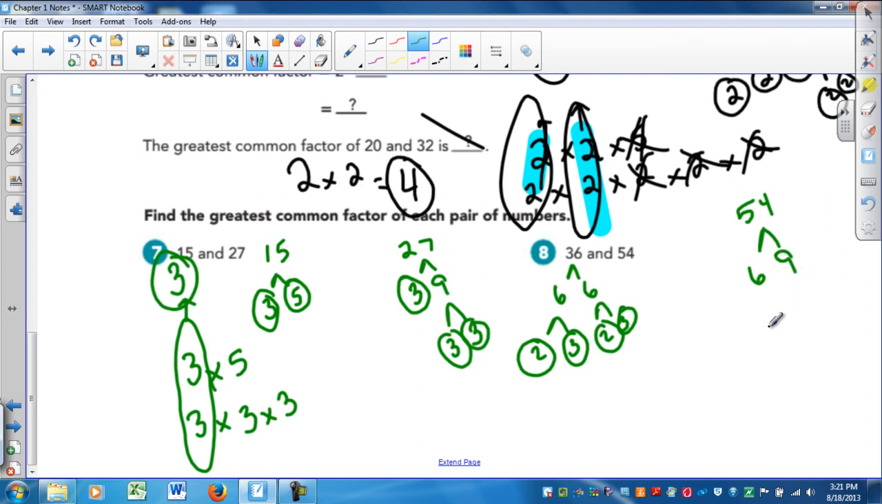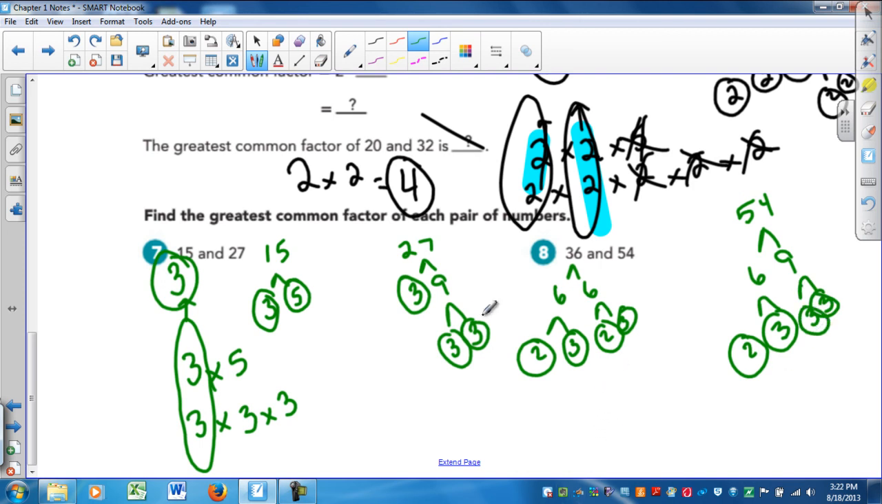6 and 9. I know that 6 times 9 is 54. You could have also broken it into 2 and 27. Okay? That's 2 times 3. Circle them. And then 3 times 3. So your prime factorization is all set.